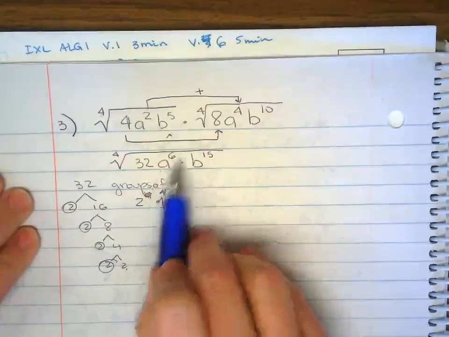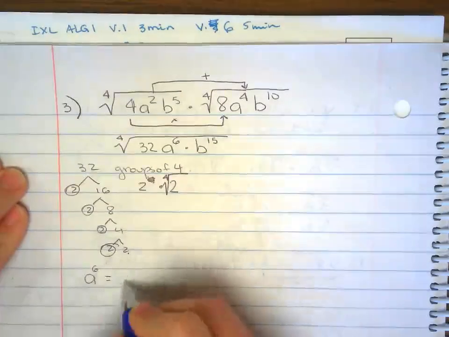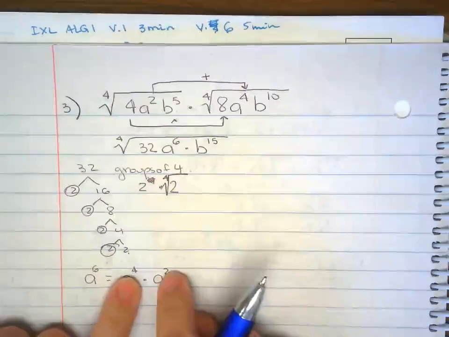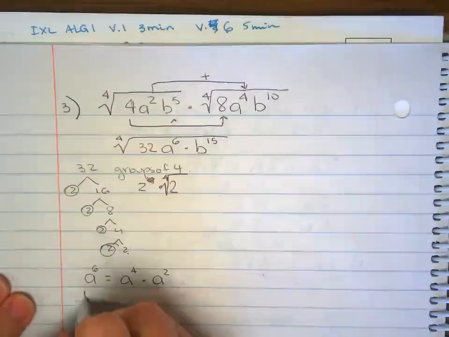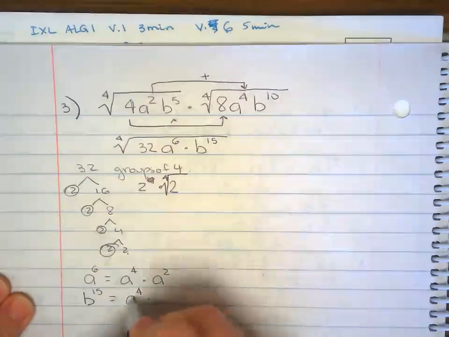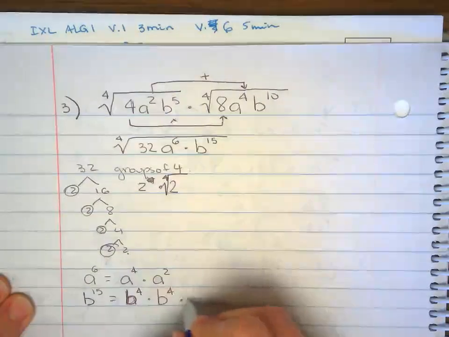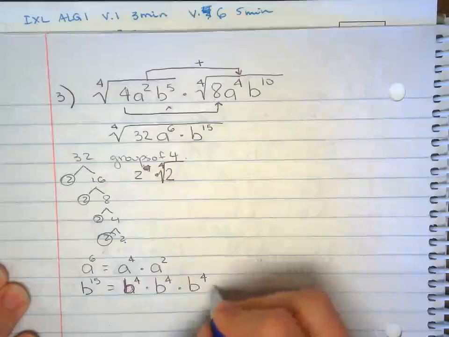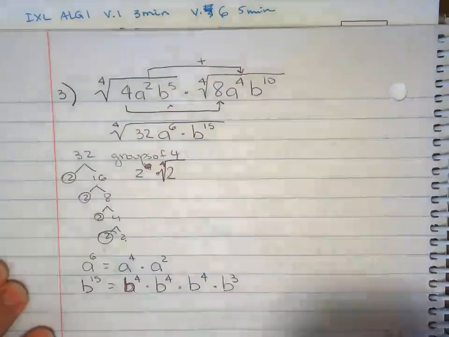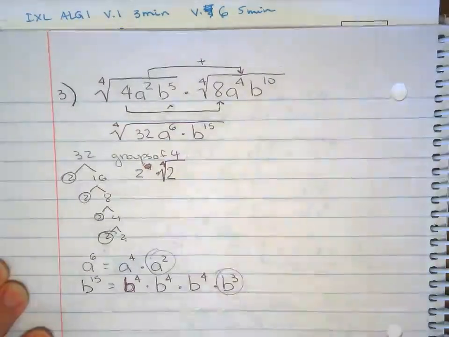Make groups of 4 right there. So A to the 6th power, it's A to the 4th, A to the 2nd, because I know if I add them up, I get 6. For the 15, I get 4, it's B, sorry. 4 is 8, 4 is 12, and 3 is 15. The only one that will remain is the last one.